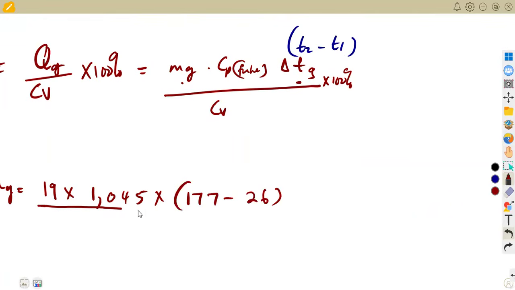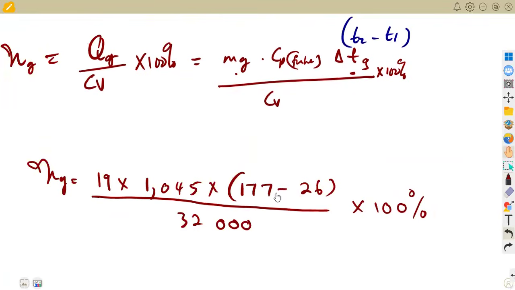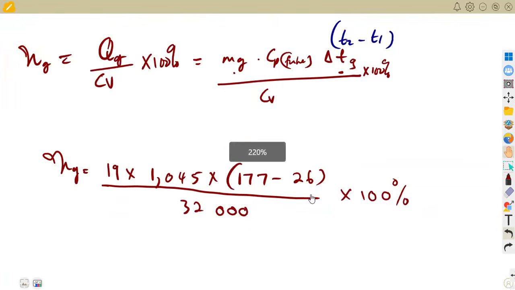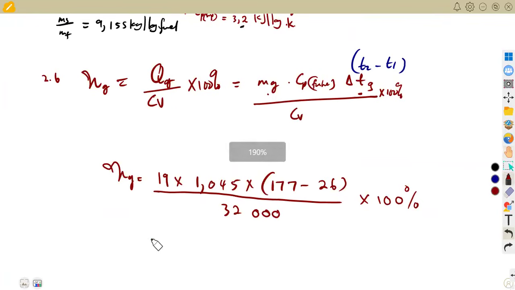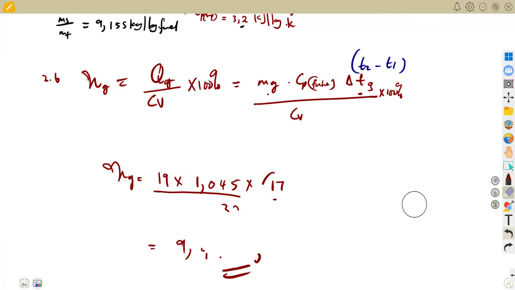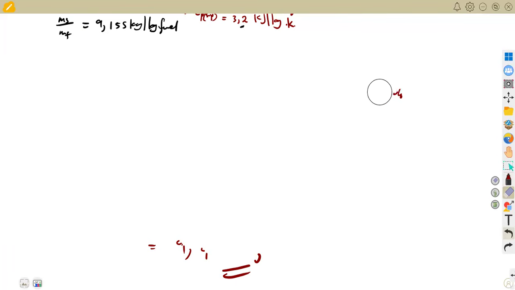The calorific value does not change. We still have the same 32,000 times 100% as a percentage. So that was the idea of the question. This is going to give us 9.414%. Just like that. So all these questions, guys, it was just about efficiency, the output over input concept. All right, no problem. Let us consider the other question here.